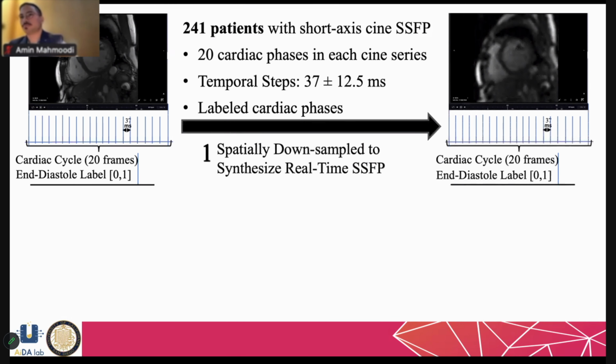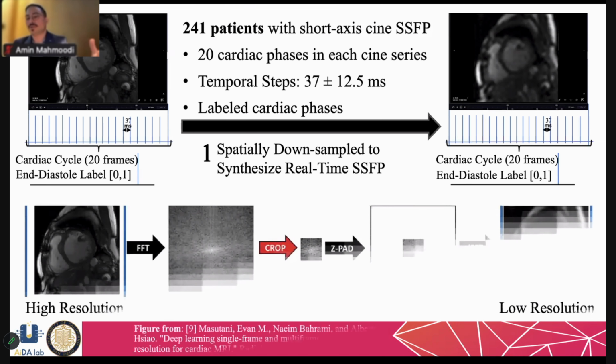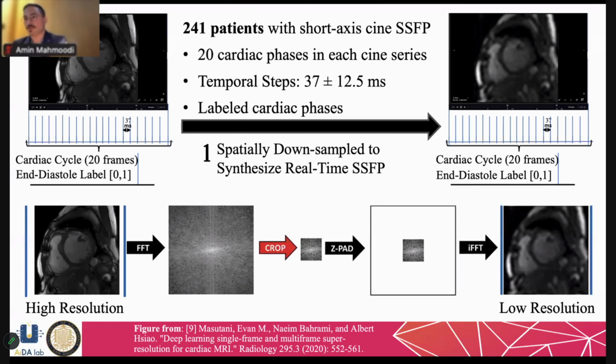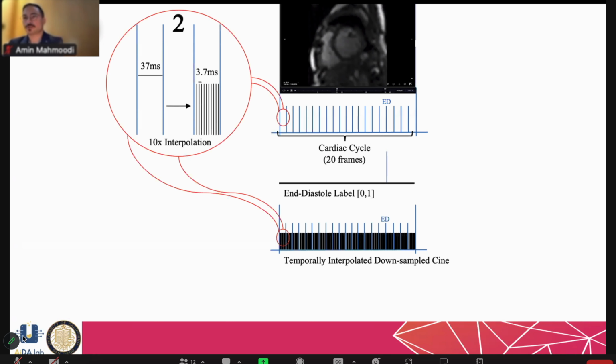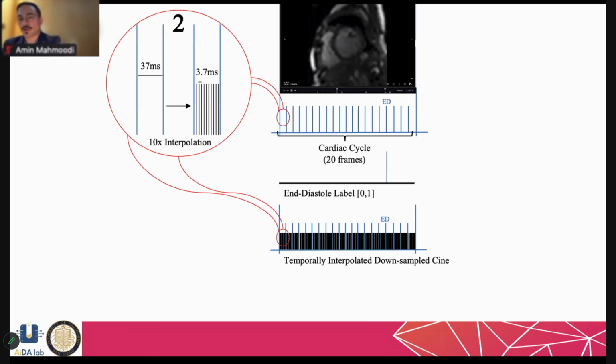We downsampled this because real-time data has a lower spatial resolution, so we decreased the spatial resolution of the cine that we were using for training, and we did that using a method that is described in the literature by manipulating this spatial frequency map. Then we downsampled it temporally as well by taking each adjacent frame and interpolating 10 times between those. This would allow us to create multiple heartbeats from one heartbeat by subsampling from this interpolated data set.